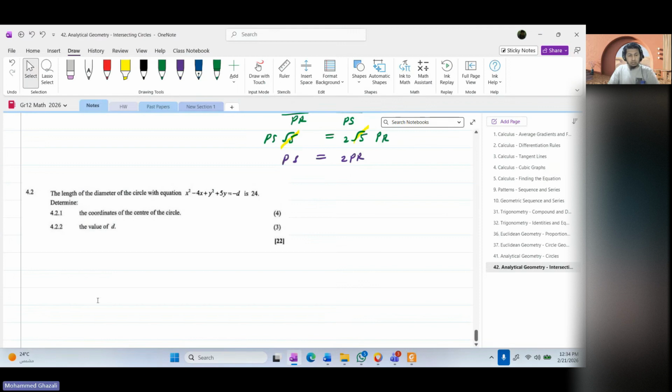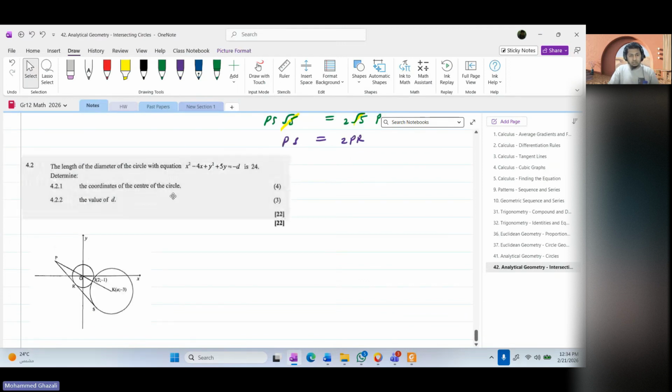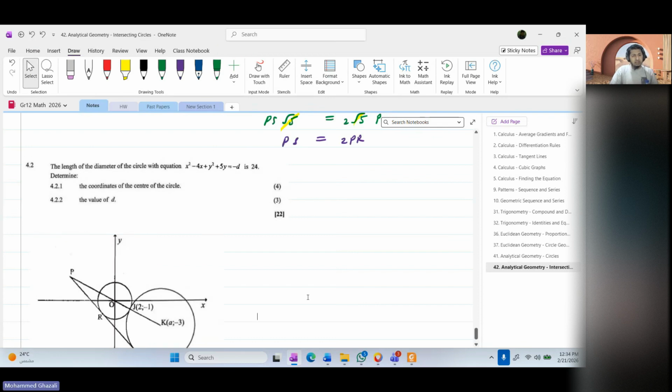This is going to be a thinking question because it's 7 marks. The length of the diameter of the circle with equation is 24. Determine the coordinates of the center of the circle.